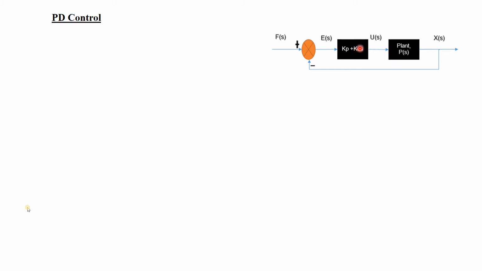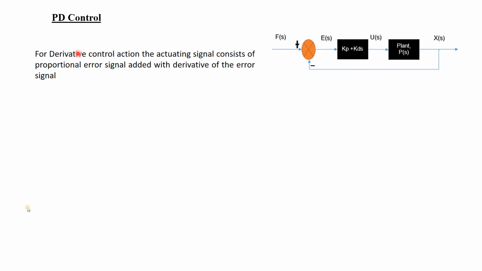So you will see one more example of PD controller. In PD controller we will add the derivative controller along with the P proportional controller. So for derivative control action, the actuating signal consists of proportional error signal added with the derivative of the error signal. So this, we know this equation. Okay, this is entering that particular plant.